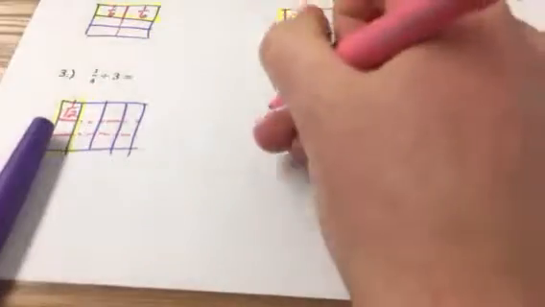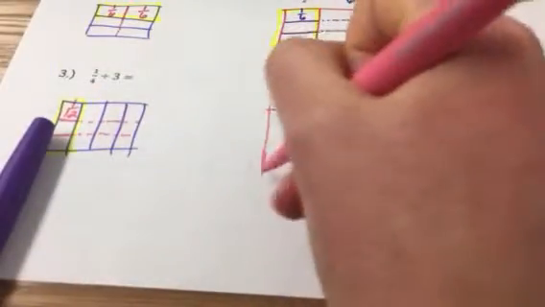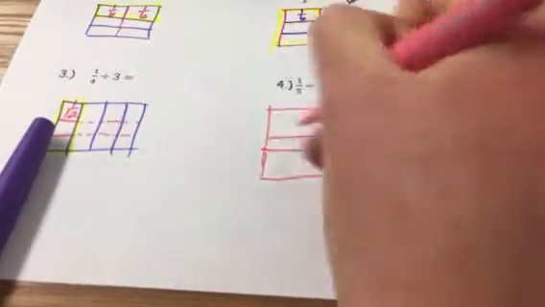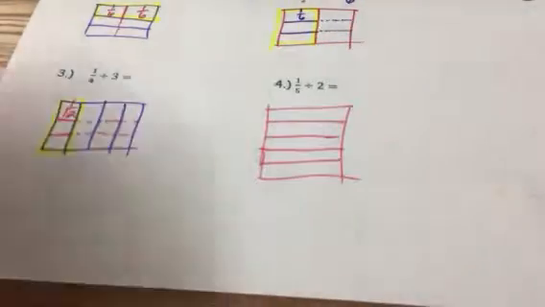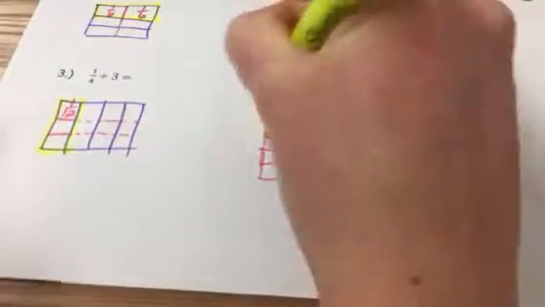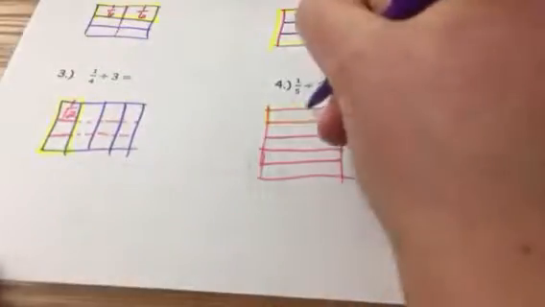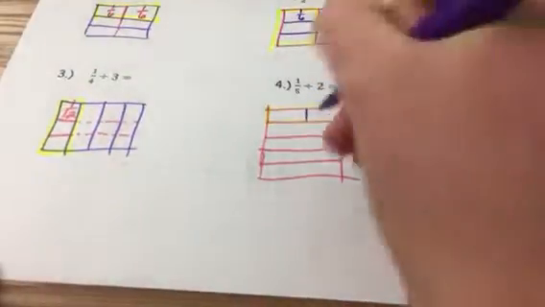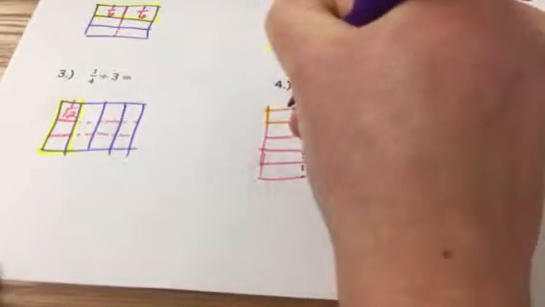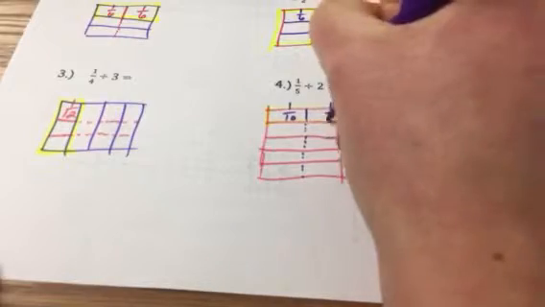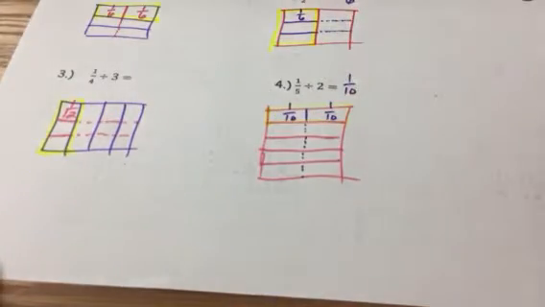And lastly, I have 1/5 divided by 2. So I'm going to look at my top 1/5 up here. That's what I'm focusing on. I'm going to cut it into 2 equal pieces. And if I were to do that to all of them, I have just created 10ths. And that is your final answer.